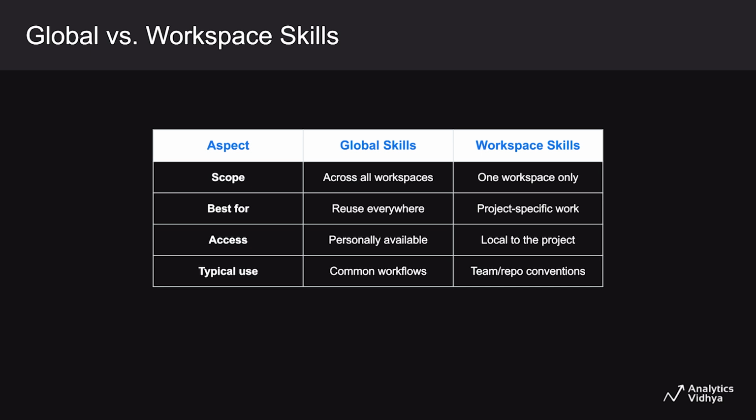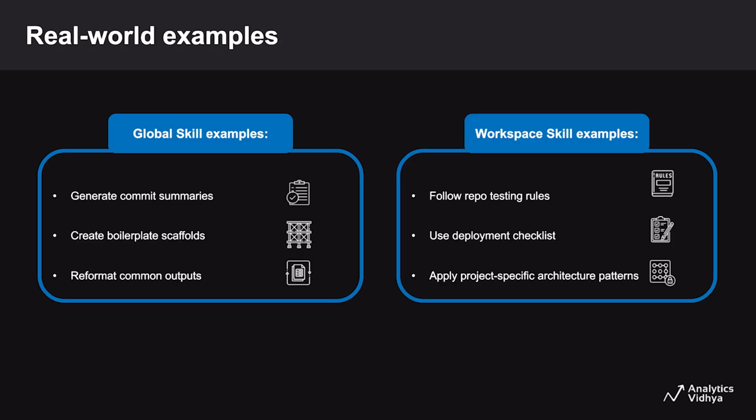Global skills optimize for reuse, while workspace skills optimize for local relevance. The choice is less about capability and more about where the skill should live and where it should be available. A good way to decide is to ask whether the skill is universal or project dependent. If it is something like scaffolding or summarization that helps in many places, it belongs as a global skill. If it depends on a specific repo's testing, deployment, or architecture patterns, it belongs as a workspace skill.